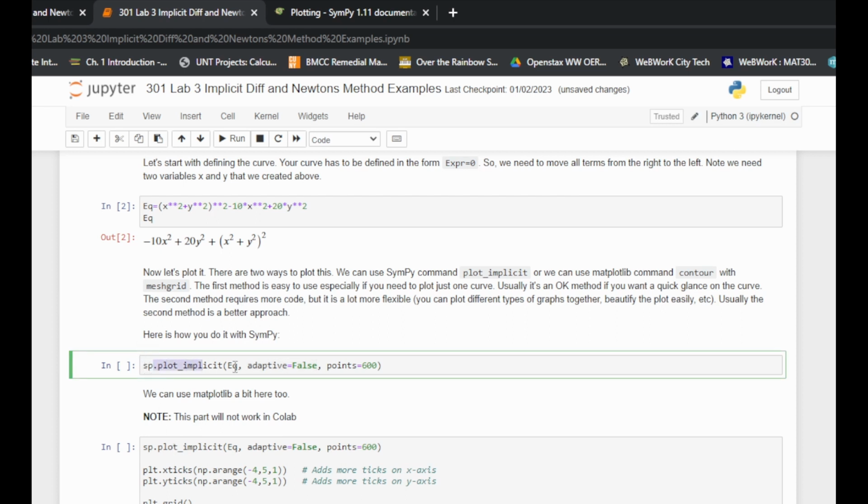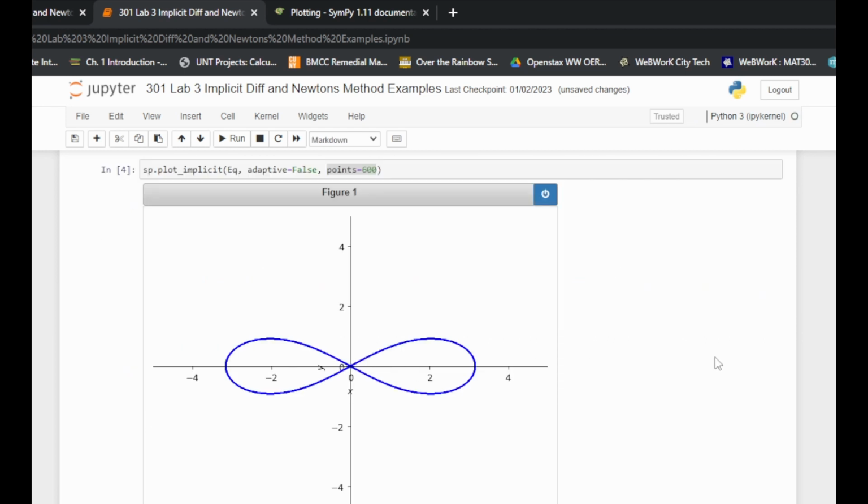So plot implicit, it takes our equation or our expression. Remember, this has to equal to 0. Then we have two more properties. Adaptive is just the way it plots. You can leave it as is. Points is how many points we take, so how precise is our graph. And this is what it will look like.